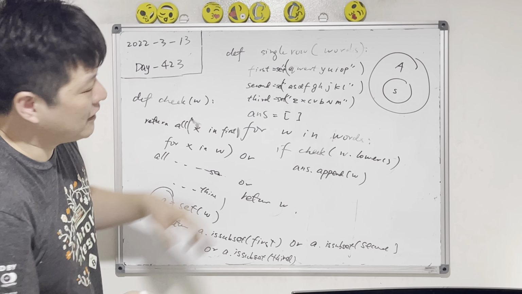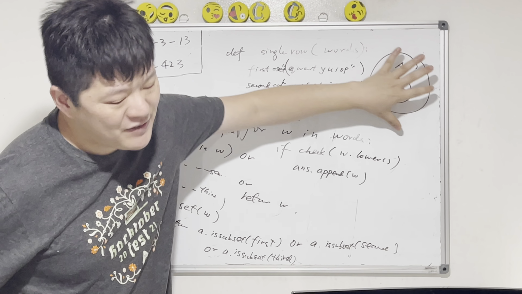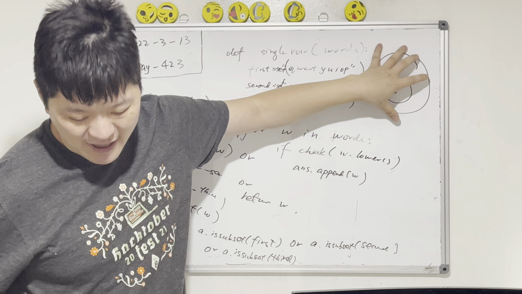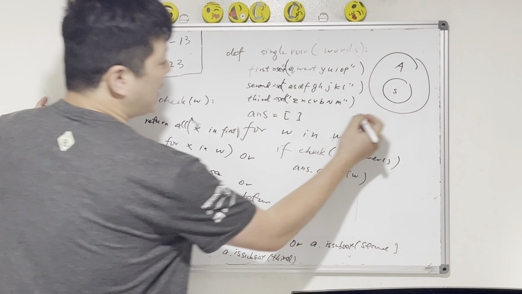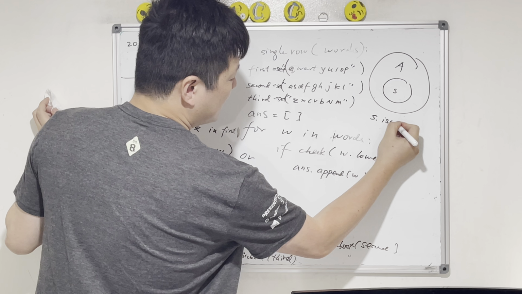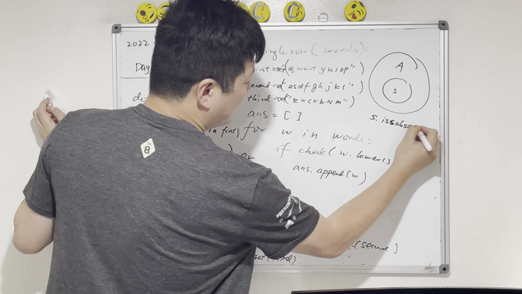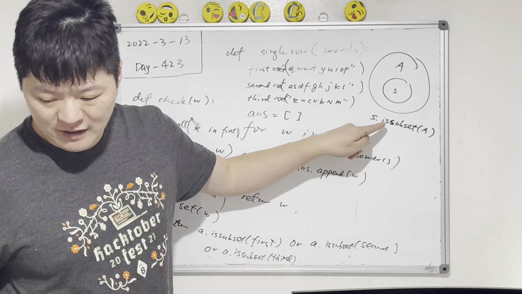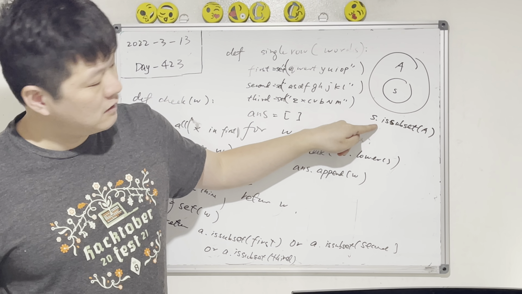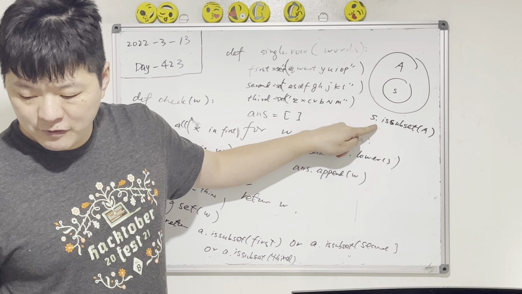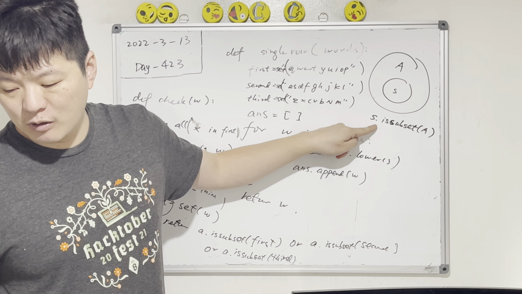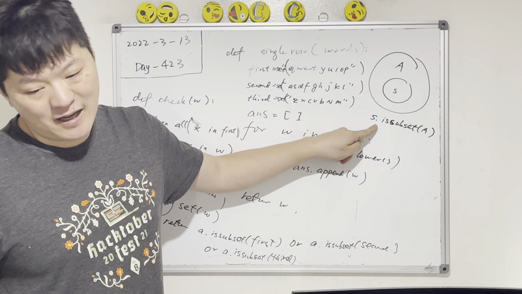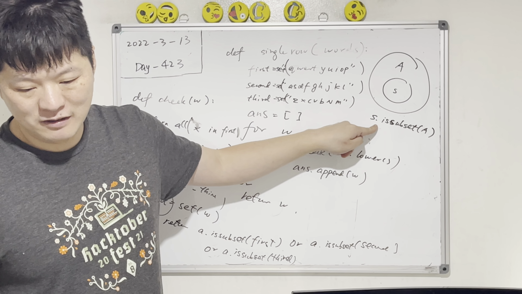Okay, so what does it mean? S is a subset of A. Everything in S is contained by a bigger set A, right? So can you tell me, S.issubset of A, does it return true or false? False. What do you mean false? True. Come on, just give me true. Why? Because S is a subset of A. Okay, but why did you say false at the beginning? Because I don't know.